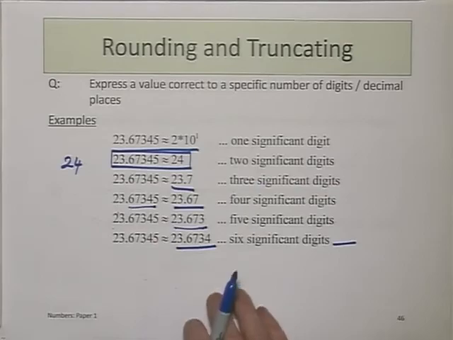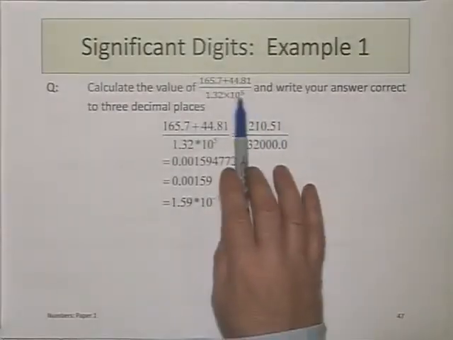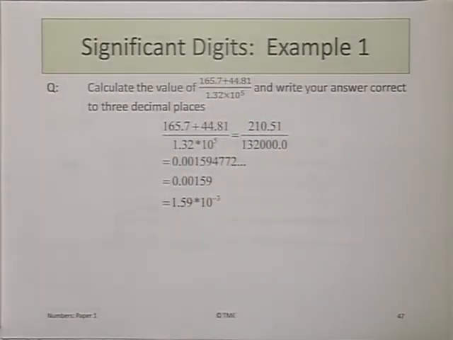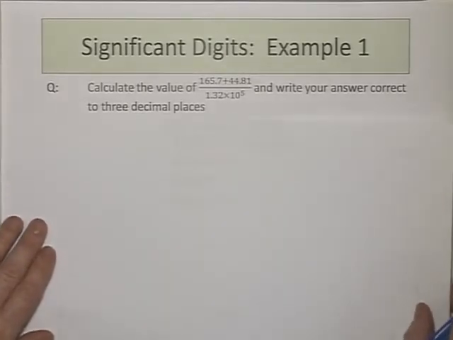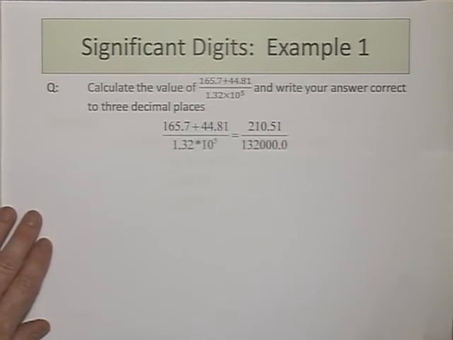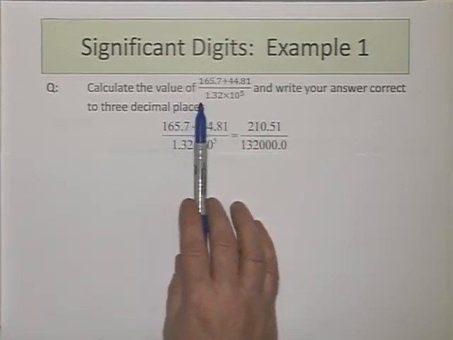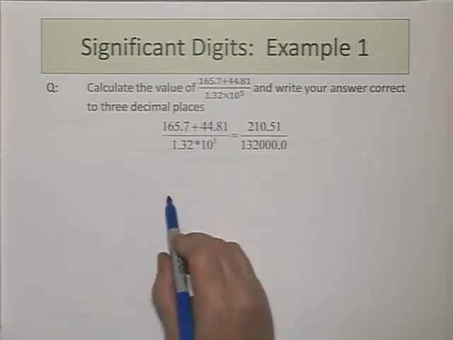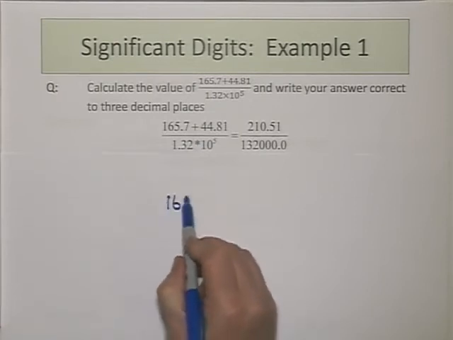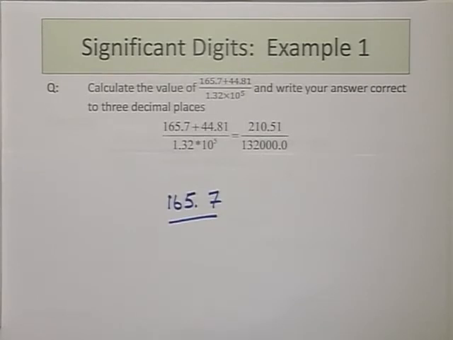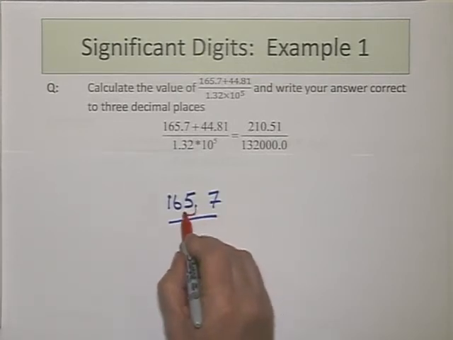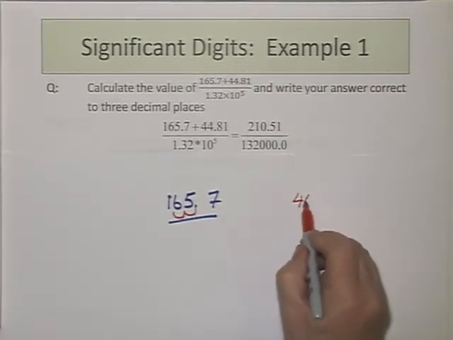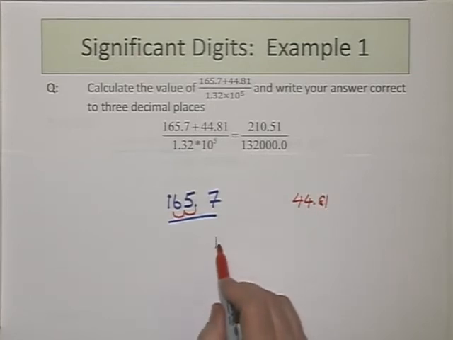Now, calculate the value of this number here and write your answer correct to 3 decimal places. Calculate the value of 1.165 times plus that over that. So 165.7. Can we express that in scientific notation? How do we do that? How would we do the 44.81? And how would we do the other?